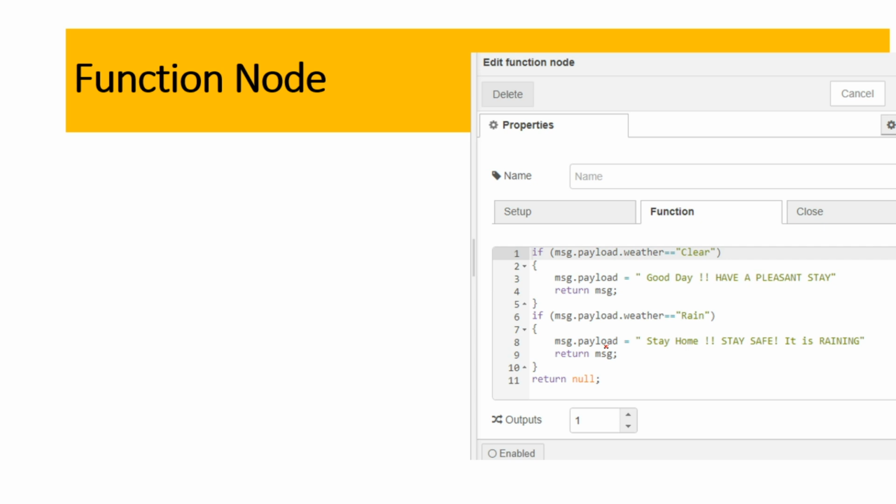In the function node, we are supposed to perform some analysis. Here I am going to check whether msg.payload.weather is equal to clear. I am going to send a message, good day, have a pleasant stay. Else, if the weather is going to be rain, I am going to send a message, stay home, stay safe, it's raining. So these are the 2 analyses I am going to perform over the data. I am selecting the parameter dot weather to analyze here. Only one parameter I have taken here. As per your application requirement, you can take whatever parameters you require.